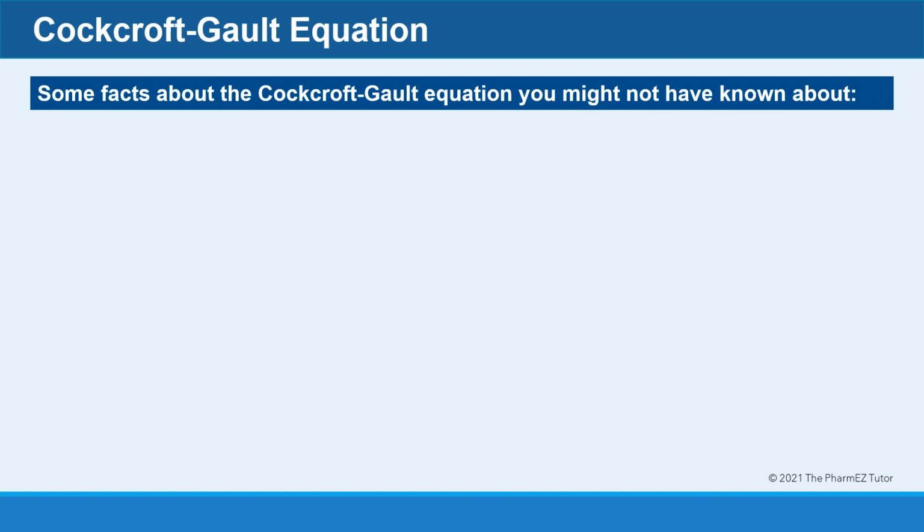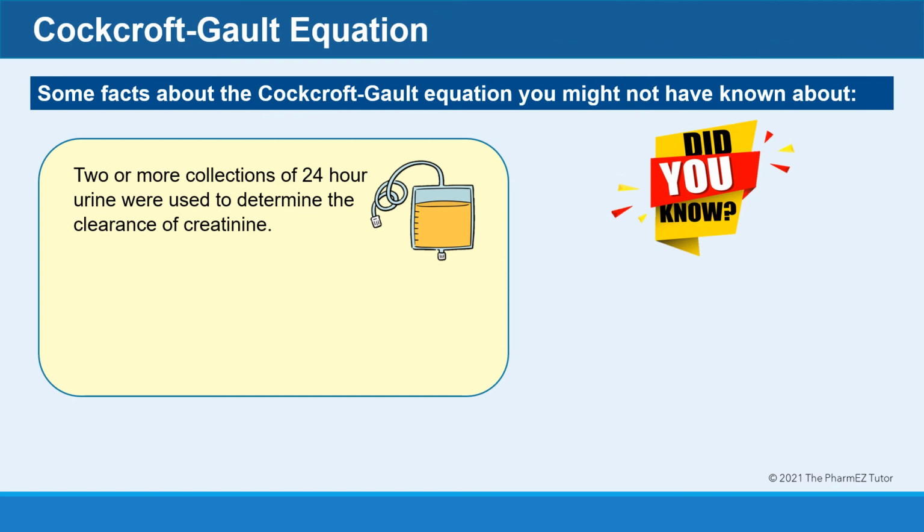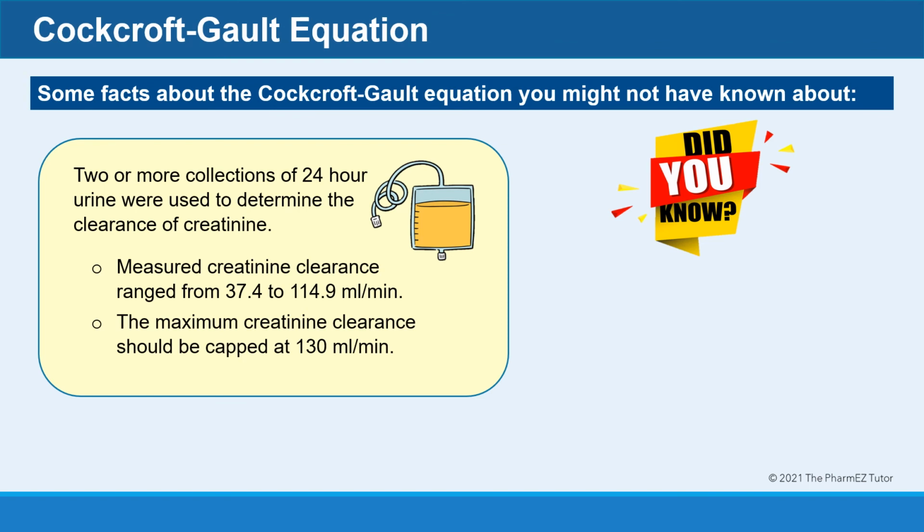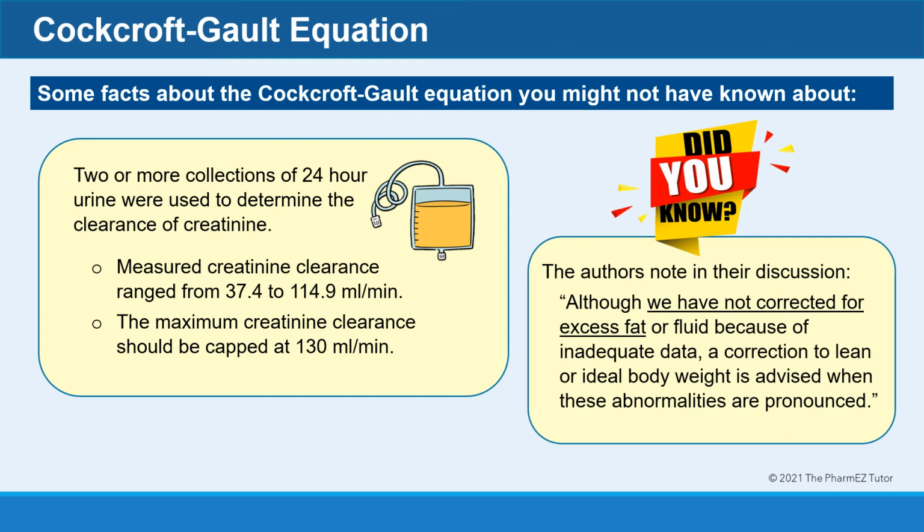Some other interesting facts about the Cockcroft-Gault study included 2 or more collections of 24-hour urine were used to determine the clearance of creatinine. The measured creatinine clearance ranged from 37 to 115. The maximum creatinine clearance should be capped at 130 ml per minute. The authors note in their discussion, although we have not corrected for excess fat or fluid because of inadequate data, a correction to lean or ideal body weight is advised when these abnormalities are pronounced.